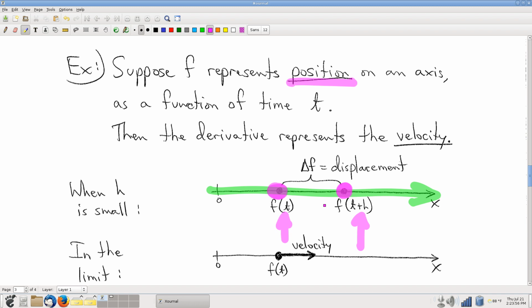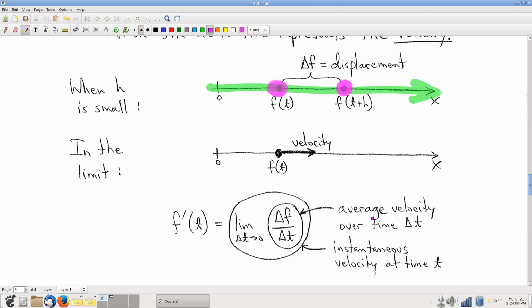Now what does the derivative represent? Well, if you look at our picture here, you see that we have this displacement here, right? f of t plus h minus f of t. In other words, delta f is just that displacement. What's the difference between where I am now as opposed to where I was h seconds ago?